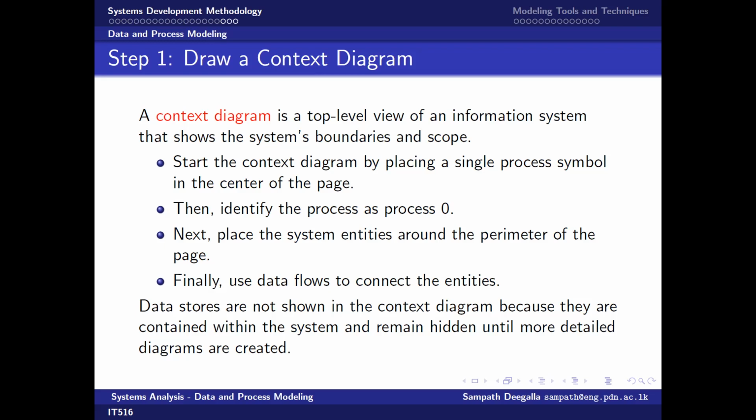Okay, as the first step in data flow diagrams, you should come up with what we call the context diagram. So what is a context diagram? You can say that it's the top level view of the information system. That means it should show everything, or a high level view of the system. So you will normally show the boundaries and also the scope, which means what you can do within the system.